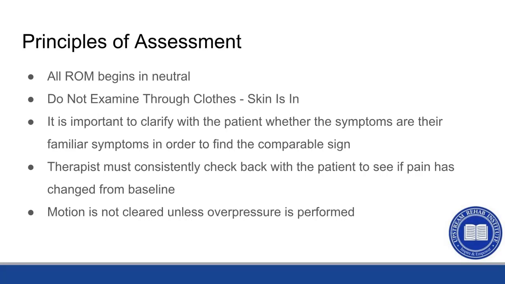So the principles of assessments. Before you begin any range of motion testing, begin in neutral. Do not examine through the clothes; the skin is in. And it's important to clarify with the patient where they're comparable, what is their familiar pain, or if we are reproducing their familiar symptoms. And if they are at a baseline pain, we need to consistently check back to make sure, are we affecting this? If we're not doing that, they might slowly go from a 2 to a 3 to a 4 out of 5 without us ever knowing truly what caused that, because it could be slowly ramped up by the things we're doing. So constantly check back about that. And finally, motion is not cleared unless overpressure is performed.